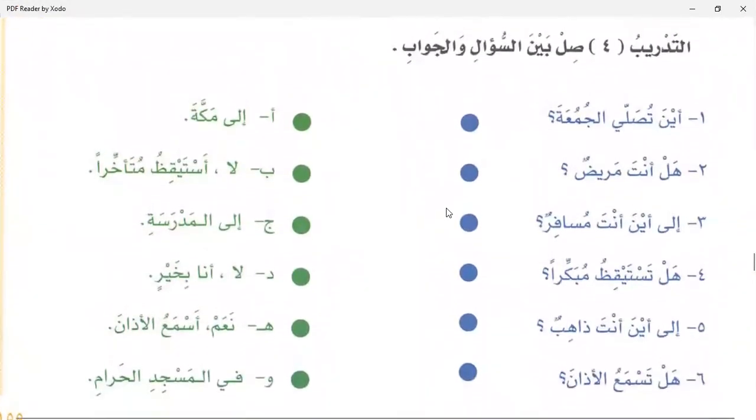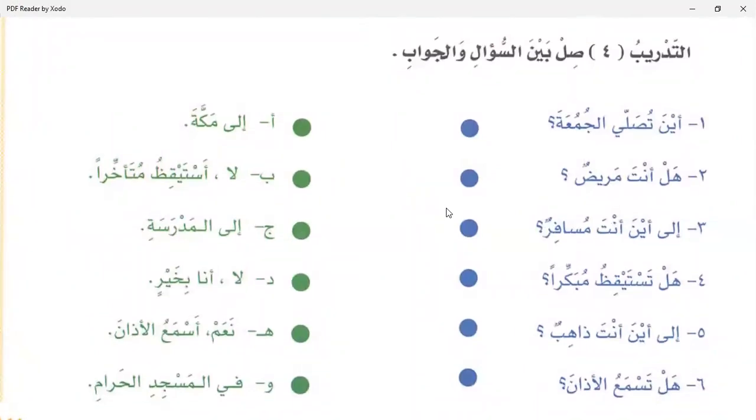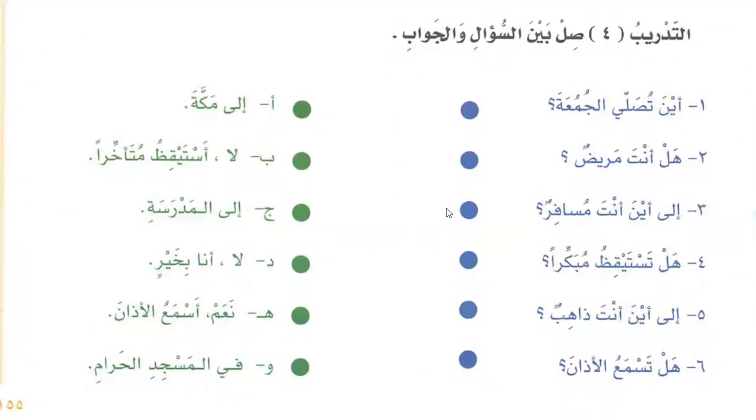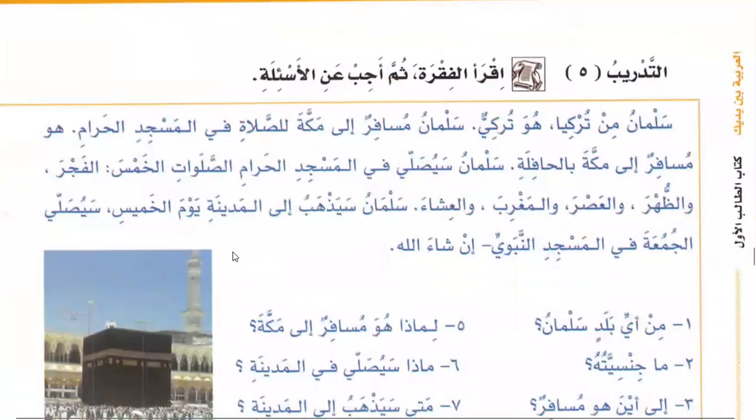Exercise Four: match the questions with the answers. He's asking you to join the question with the answer. So, aina tusalli al-jumma? Where do you pray the jumma? The appropriate answer is fil masjid al-haram. In this way, you will join all these questions with these answers. This is also your homework.